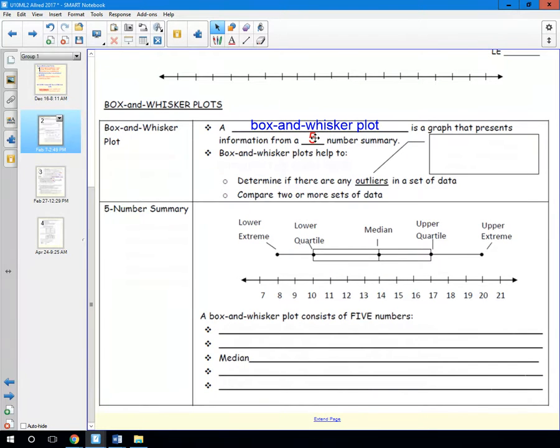How many numbers? 5. And we're going to talk about what those 5 numbers are. That means you can take a data set that's got 1,000 numbers in it, and you're going to find 5 very important numbers in that data set to create a box and whisker plot. So a box and whisker plot helps to simplify big data sets. If you've got a data set with a lot of numbers, this is going to help you simplify that. It's also really good because when you visualize a box and whisker plot, it helps you determine if there are outliers.